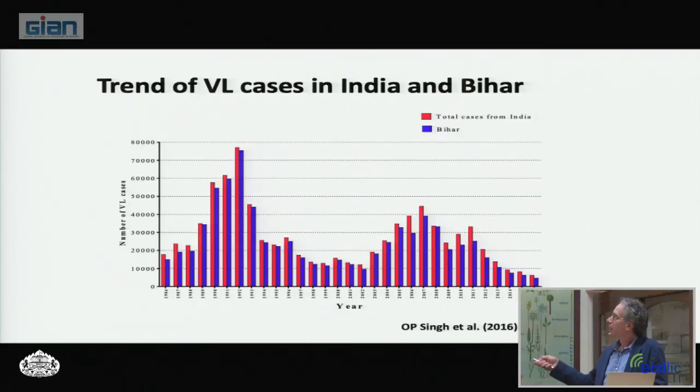There are these normal cycles, and are we just at the trough of these normal cycles? Is the reduction in the number of cases really due to this elimination effort involving diagnosis, treatment, and vector control, or was it going to happen anyhow? So we should know this within the next 2, 3, 4 years. It should start to come up again. And we'll leave it at that, and I will be delighted to take any questions at all.